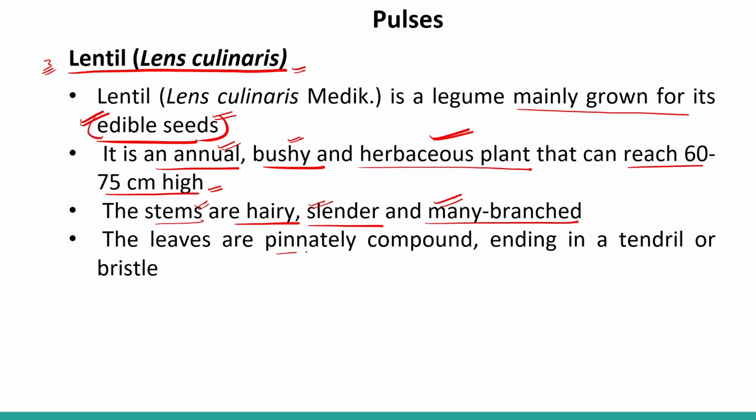The leaves are pinnately compound, ending in a tendril or bristle. So they have tendrils. Why? Because the plant is herbaceous. To get support from its surroundings, right, it ends in a tendril. So it is something like this. The leaves are pinnately compound, right, and the top of the leaves is transformed into tendrils.